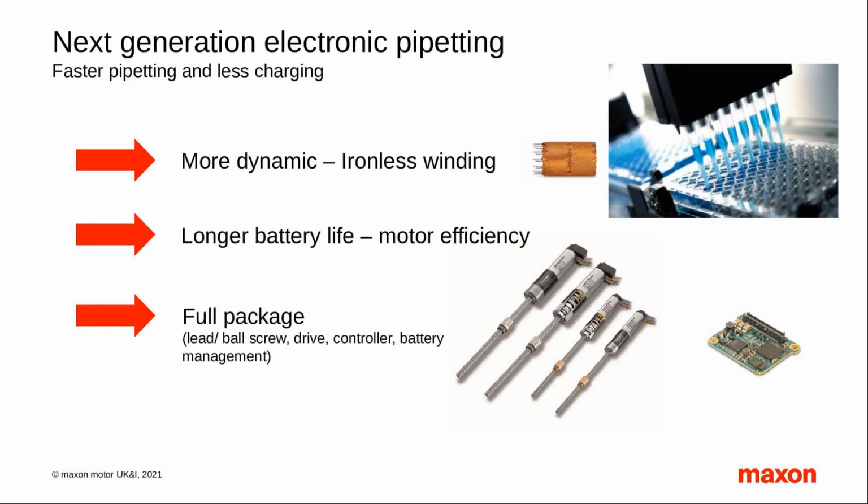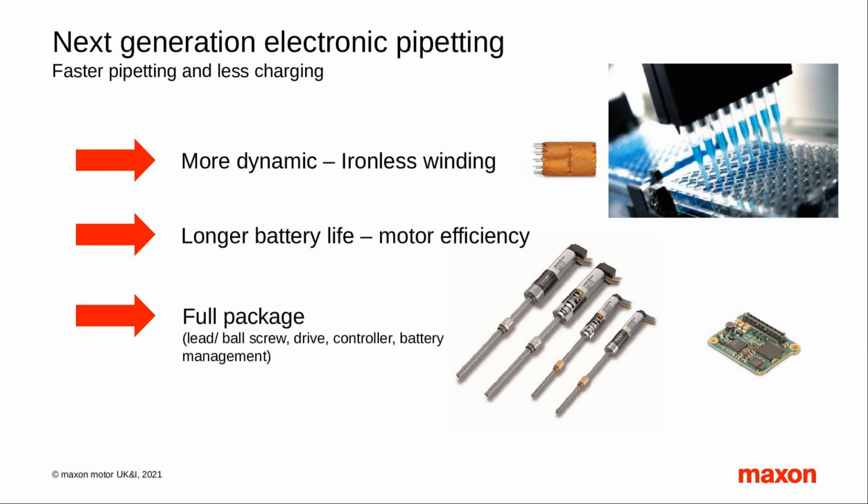If it's a handheld device, there's a couple of things that you want. Firstly, you want it to be dynamic. When you want to pick the fluid up and you ask it to do it, you want it to do it instantly. You don't want to wait. Again, it comes back to the ironless winding and a dynamic motor. Long battery life, so it's handheld. An efficient motor equates to long battery life, and who doesn't want their batteries to last longer?